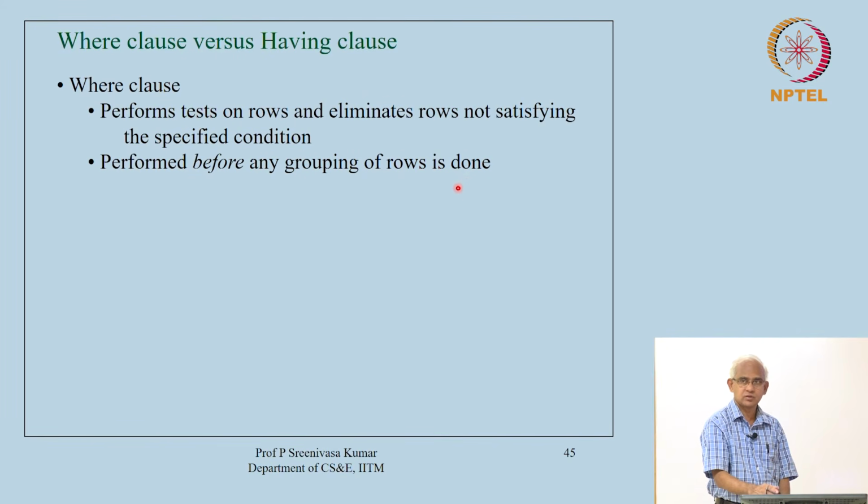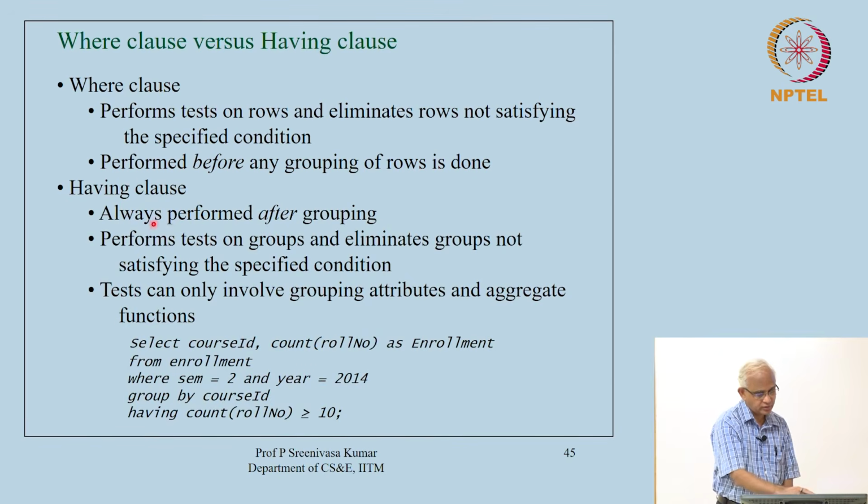Okay, this testing is done before any grouping of the rows is done. Whereas the having clause is always performed after the grouping, and it performs tests on groups and eliminates groups that are not satisfying the specified condition. And these tests can only involve the grouping attributes as well as the aggregate functions.